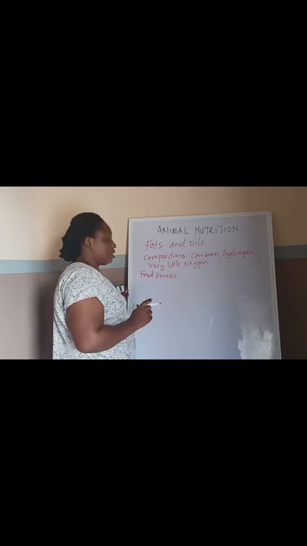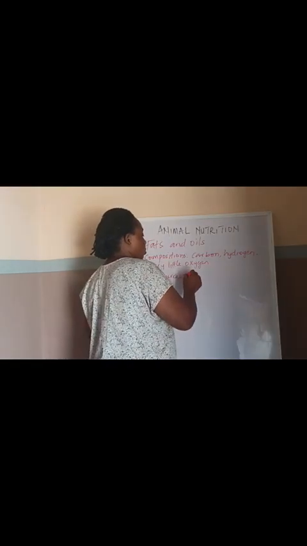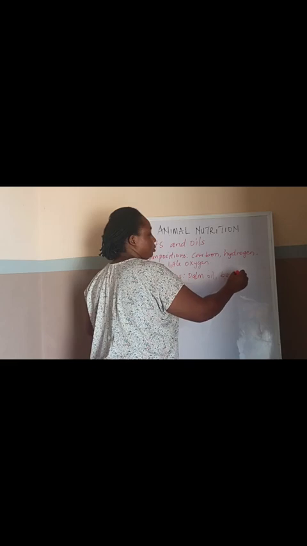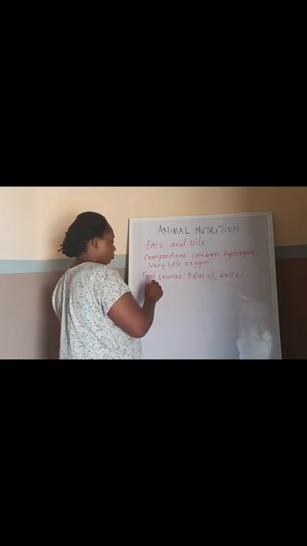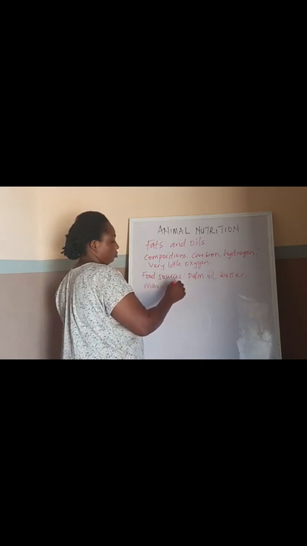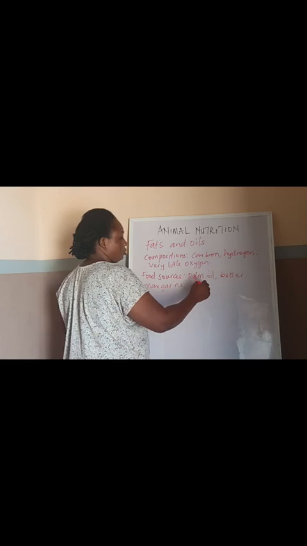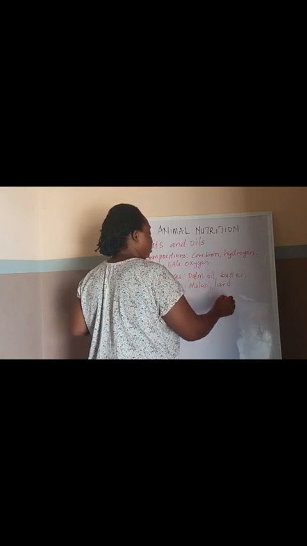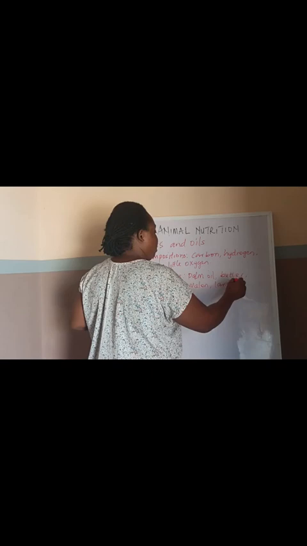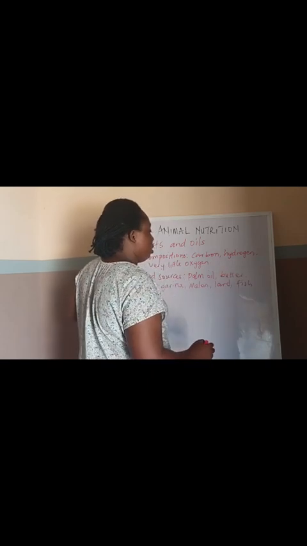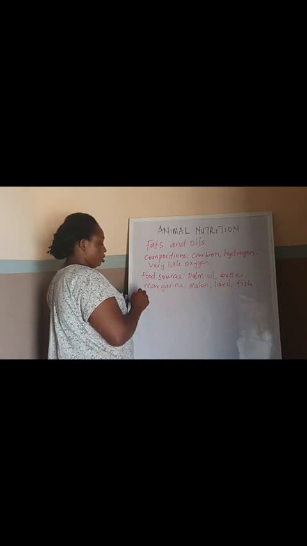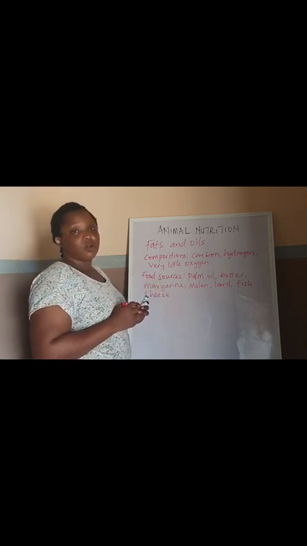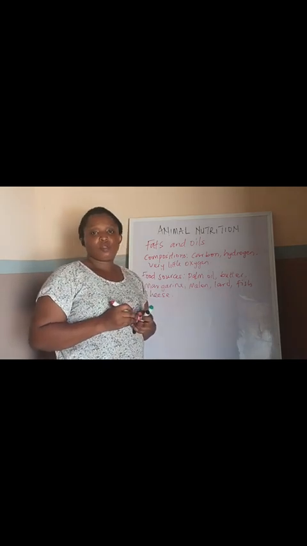So the food sources of fat and oils include palm oil, butter, margarine, melon. We also have lard, fish. You see, some fish contains fats and oils. Cheese also contains fat and oil. So these are the food sources of fat and oil to animals.